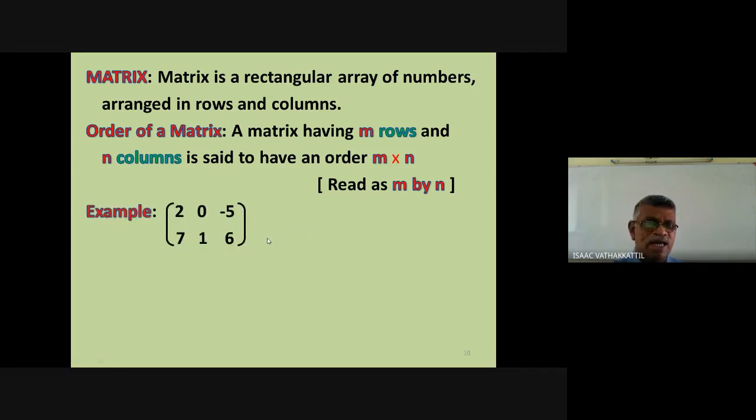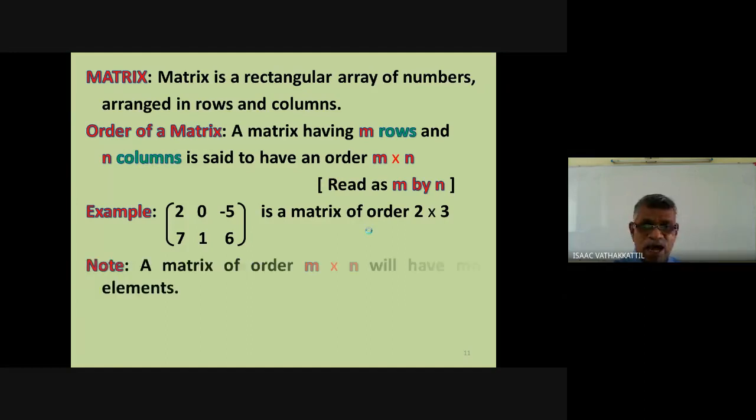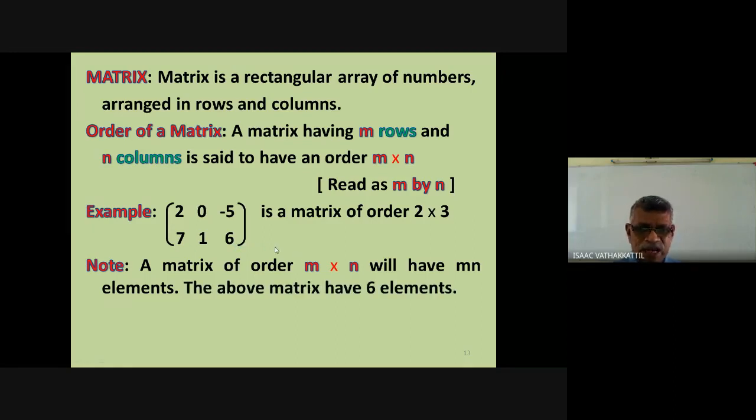So, for example, I arranged these few numbers row-wise and column-wise. Can you tell me the order? It's of order 2 by 3 because there are 2 rows and 3 columns. And if you have 2 rows and 3 columns, there are 6 elements. If it is of order m by n, it will have mn elements. So this matrix has 6 elements because it has 2 rows and 3 columns.